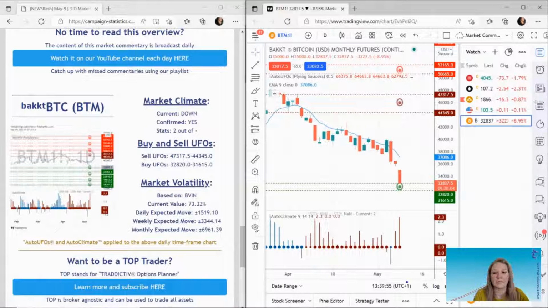Okay, back to Bitcoin. Thick red dot, probability down. Now, we do have a conflicting situation here as well. We have a thick red dot, probability there to the downside, but we have just hit buyers. There are buyers there between 32,820 to 31,615. So they are pushing up as the climate is pushing down.